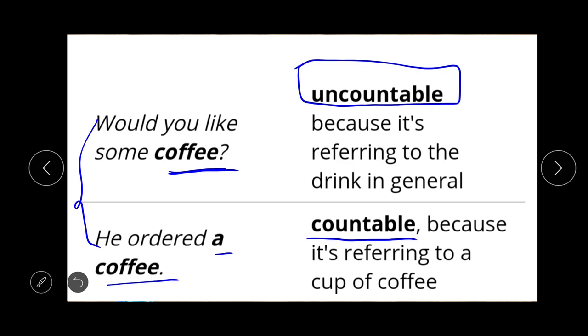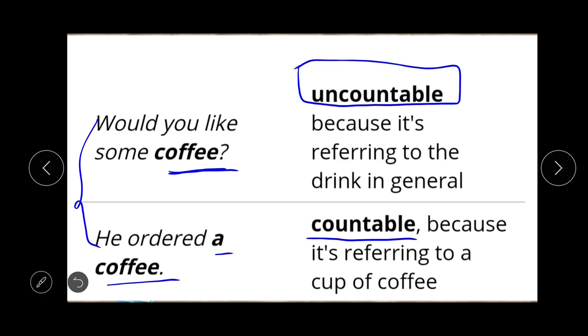Because student, just have a look at this. Would you like some coffee? It is uncountable because it is referring to the drink, not the quantity. It is referring to the drink in liquid form, and we can't count a drink. But in the second sentence, he ordered a coffee. It is countable because it is referring to the cup of coffee.